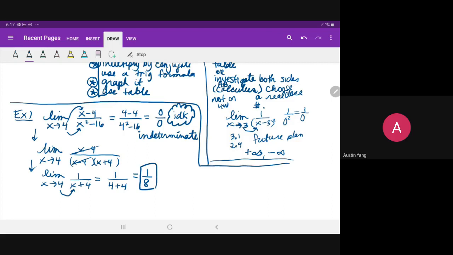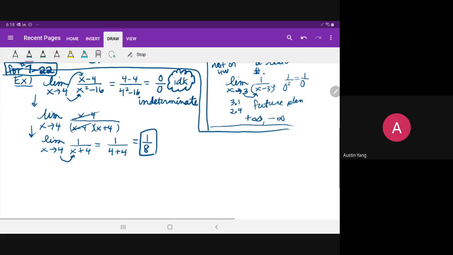So it's going to be pretty straightforward. One type is factoring, and I can tell you which questions it's for. It's for 7 through 22. I don't know if you have all of those to do, but that's the group. For numbers 7 through 22, it says find the limit if it exists. Use a graphing utility to check. Don't do that. Okay, so 1/8. So that's it.